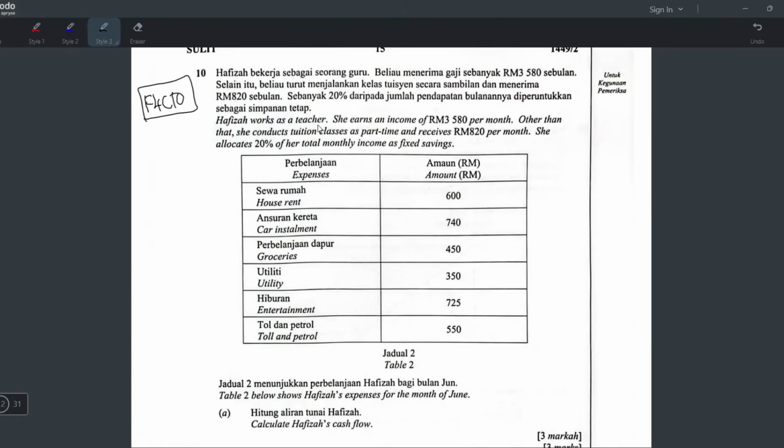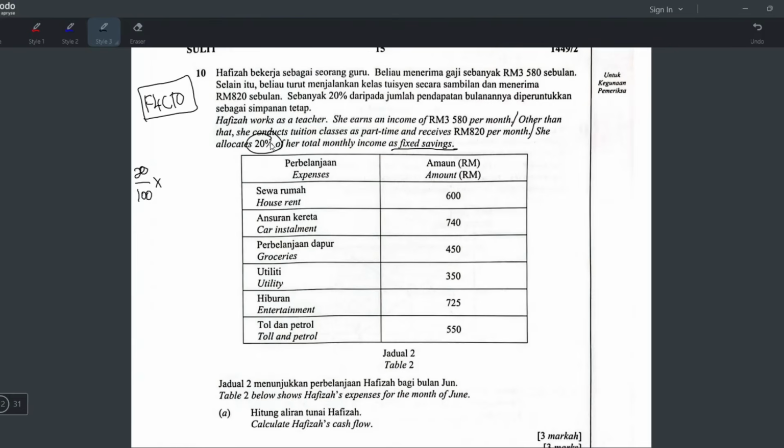Hafiza works as a teacher. Okay, she earns an income of 3580 per month. Okay, they never say what income, but we can all assume it's the salary, it's the active income. Okay, other than that, she conducts tuition class as part-time and receives 820 per month. So this is also another income, the tuition class income. She allocates 20% of her total monthly income as fixed savings. Okay, let's find it now. Although I don't know whether the question asks or not, we don't care, just find it now.